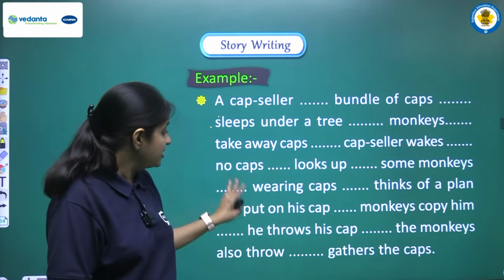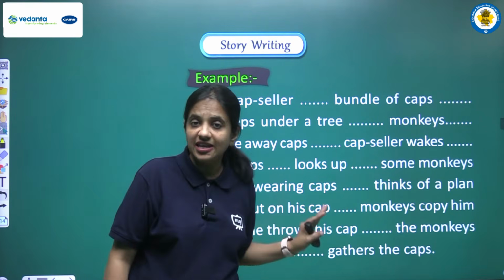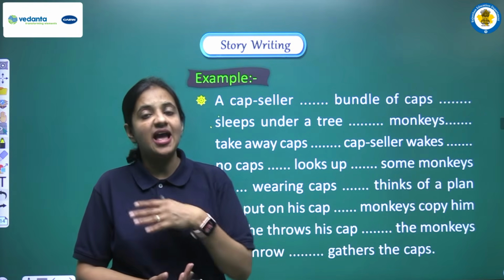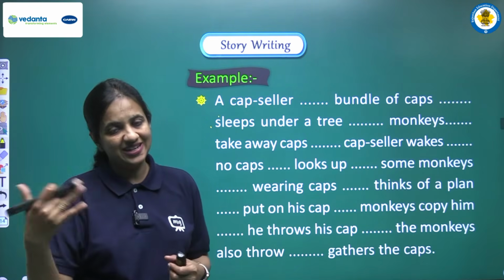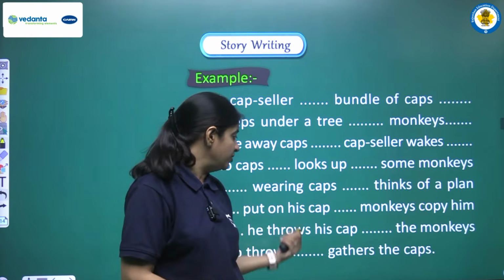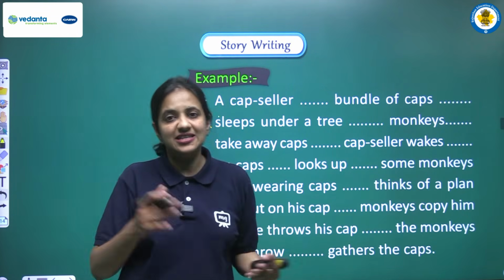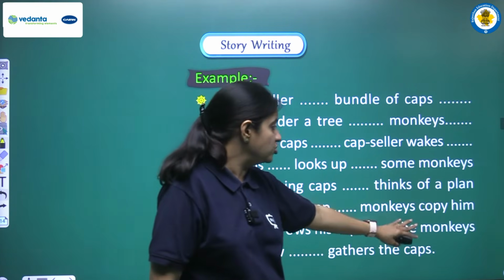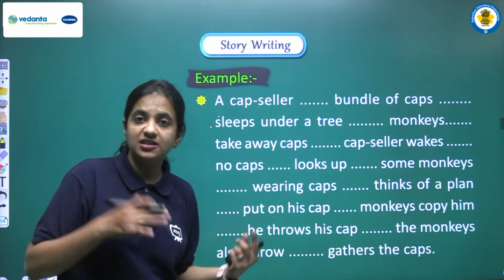So what was the plan? According to the plan, the cap seller put on his cap. He knew that monkeys always imitate others, because it is the habit of a monkey to copy others. So according to his plan, he put on his cap, and yes, the monkeys did as expected. They imitated him and also wore the caps.